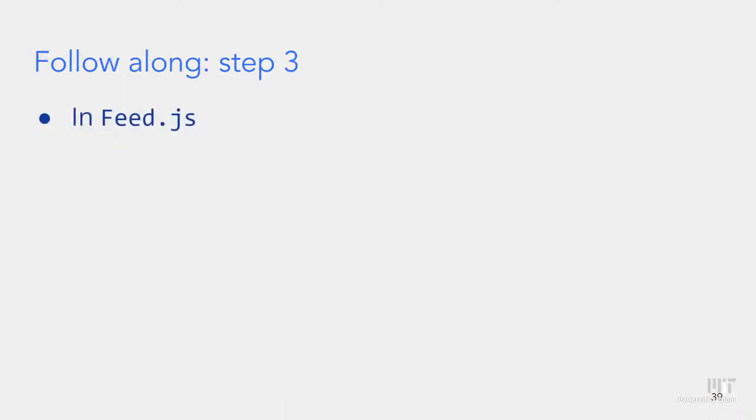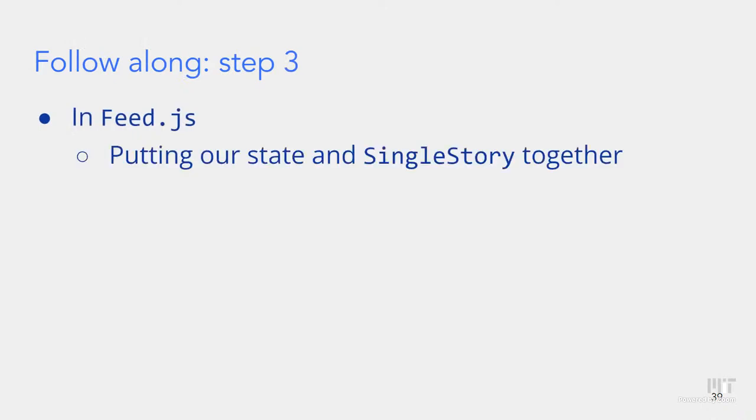Yes. So for step 3 in feed.js, again, we want to put our state and single story together. Essentially, our state is a list of JavaScript objects where each object corresponds to information about a single post in our Kafka. And we want to turn each of those information blocks into an actual renderable React component. In that case, we want to use our single story component.